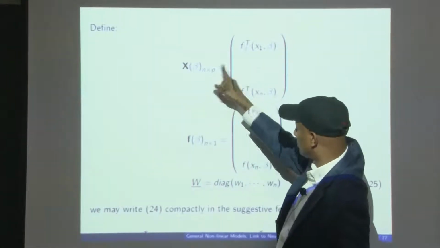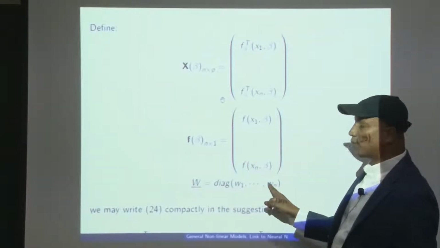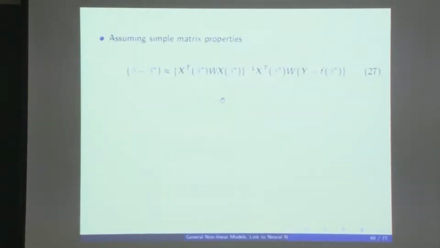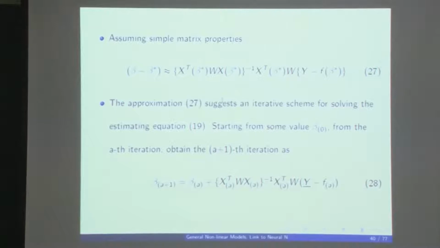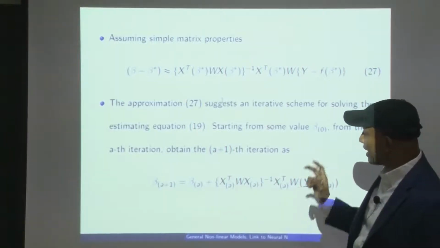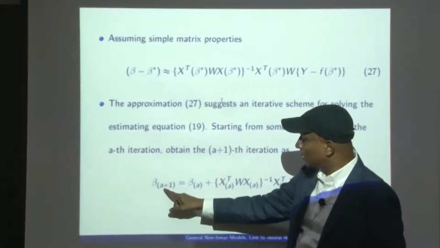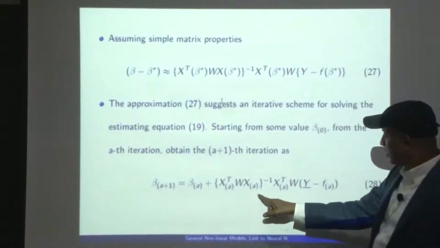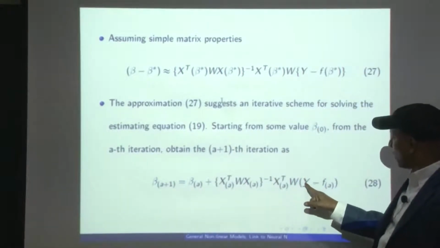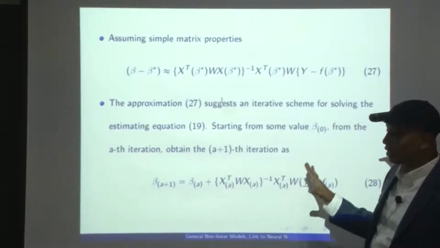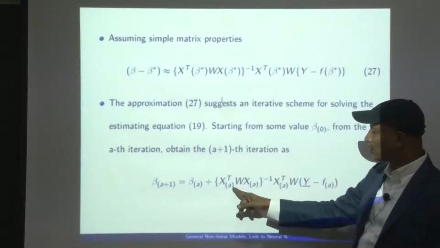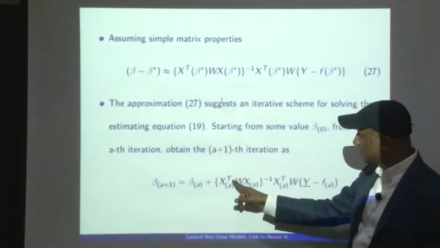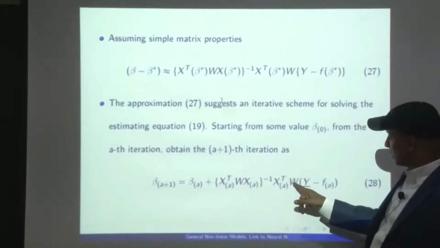So everything is a function of the beta. And this W is a diagonal of w1, wn, which we have defined already. If I can do all this part, then again after doing all this approximation, you can actually write the iterative equation at the a plus 1th iteration. This inverse x W y minus something. Can you identify that it looks exactly like your least square solution? Least square solution is x transpose x inverse x transpose y. What is different is that the W comes this side.